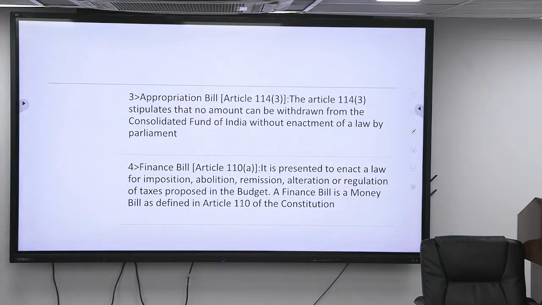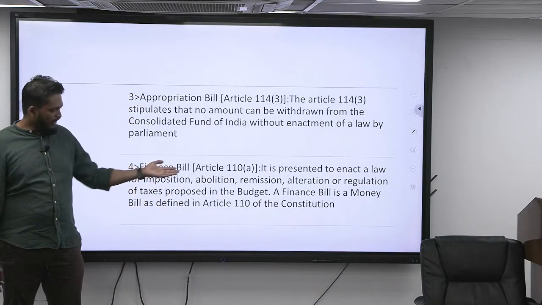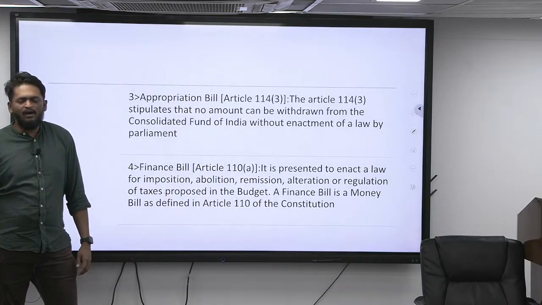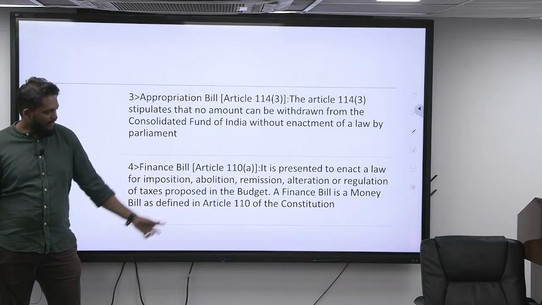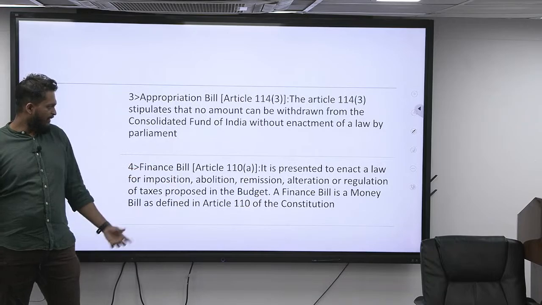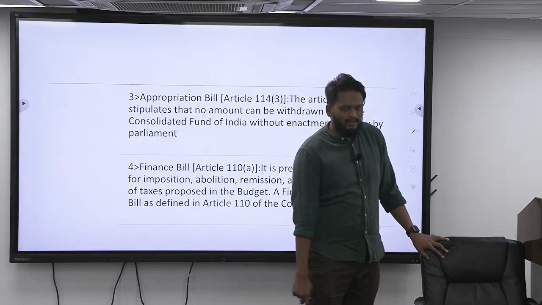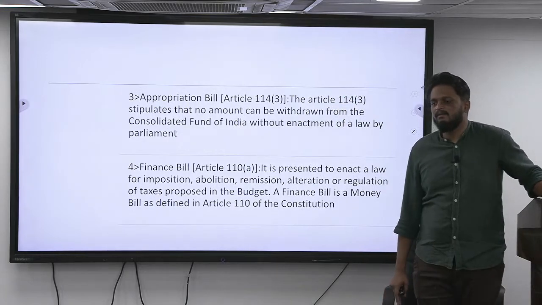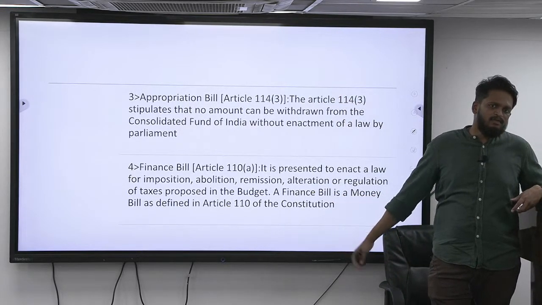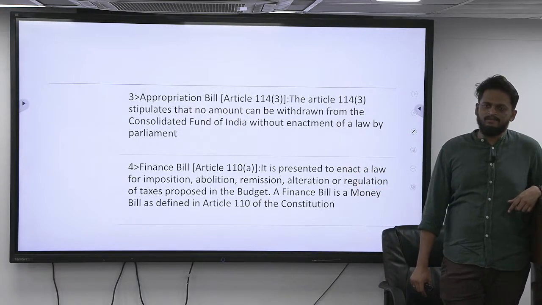Then the finance bill is presented to enact law, article 110A, to enact a law for imposition, abolition, remission, alteration, regulation of taxes. That means if you want to create a new tax, remove an existing tax, reduce the tax, or alteration, which means change the rules related to the tax, anything you want to do with regard to taxes will happen through the finance bill. A finance bill is a money bill as defined in article 110 of the Constitution. In polity you would have studied the types of bills: ordinary bill, constitutional amendment bill, money bill and finance bill. There is finance bill 1 and finance bill 2, so you can think of those two as separate.